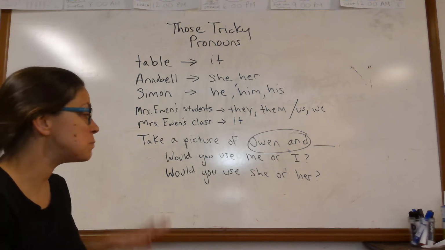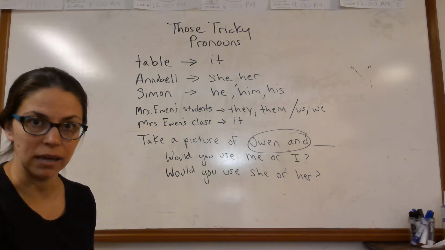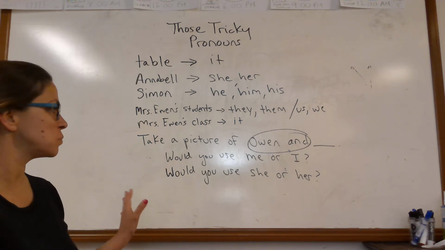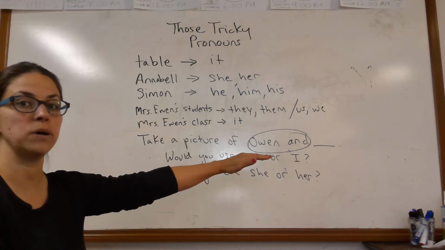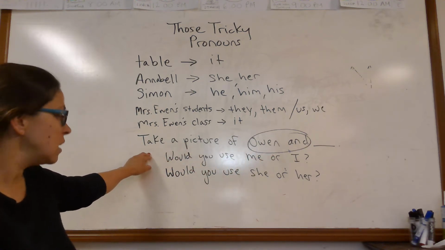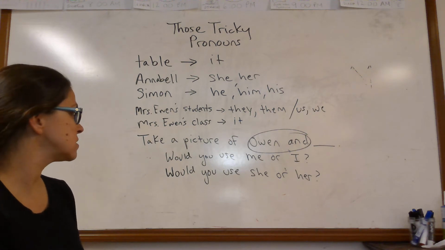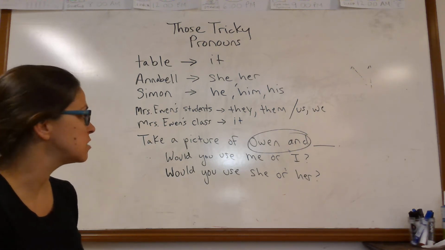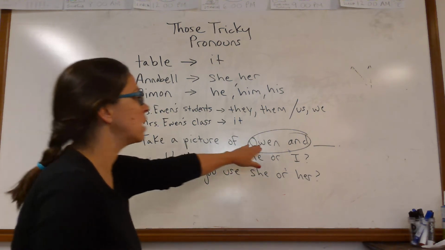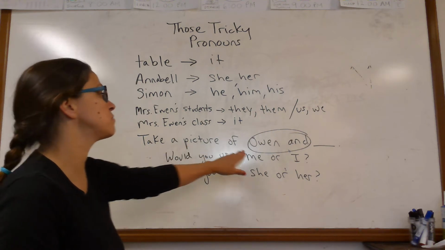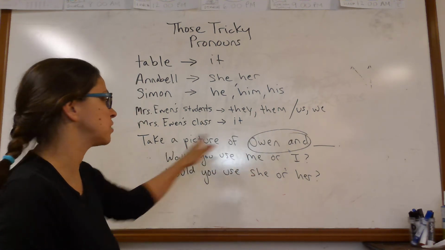And that really depends on A, who's talking, and also the order of the sentence. It depends on where these pronouns are in the sentence. But take a picture of Owen in blank. If I wanted to be in the picture, I might say take a picture of Owen and me. It's because I'm going to take out Owen and see if the sentence still makes sense. So take a picture of me makes so much more sense than take a picture of I.